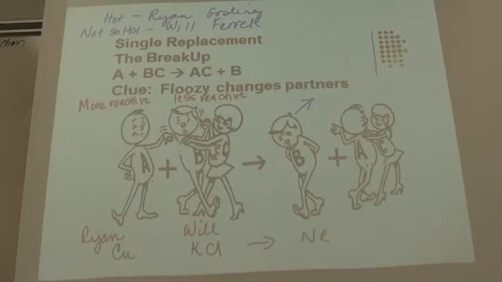Now, let's say that this is barium and this is cobalt chloride. Which is higher up on the activity series, barium or cobalt? Barium. So barium will replace the cobalt. Got that?